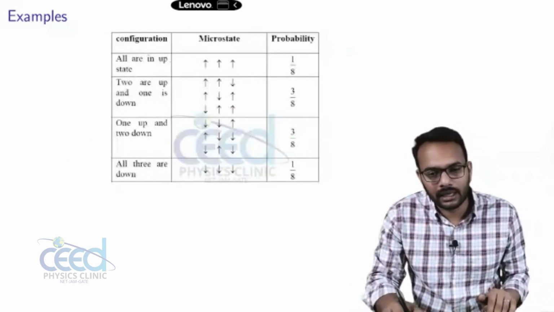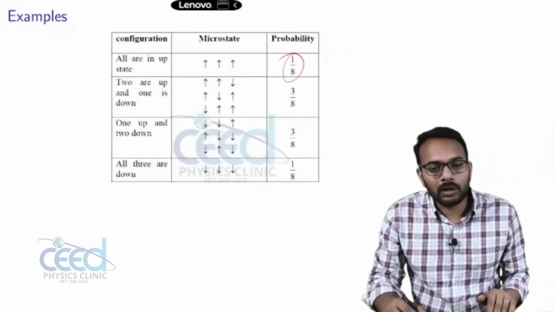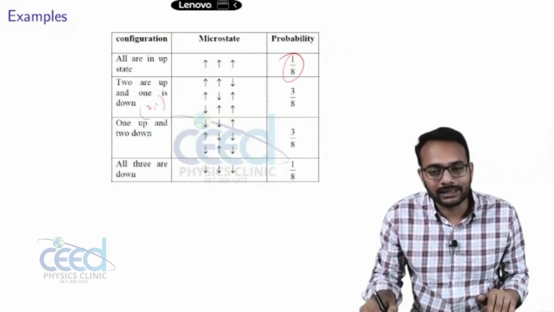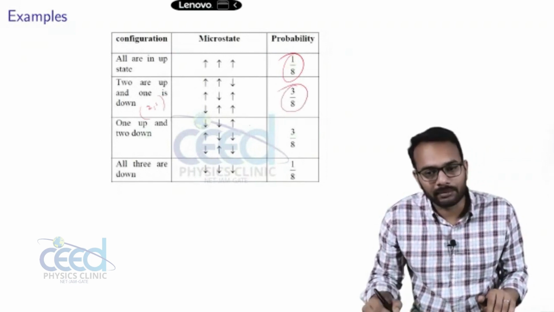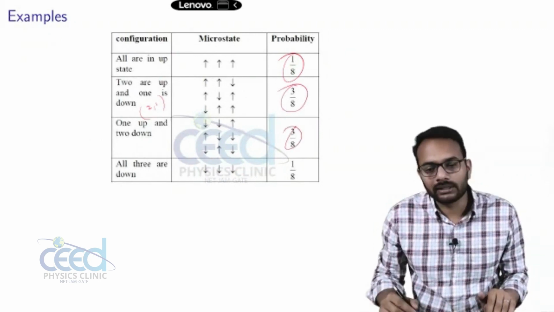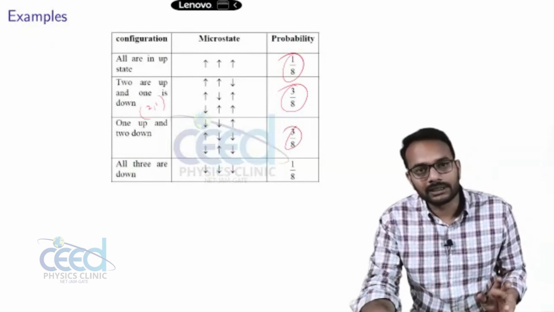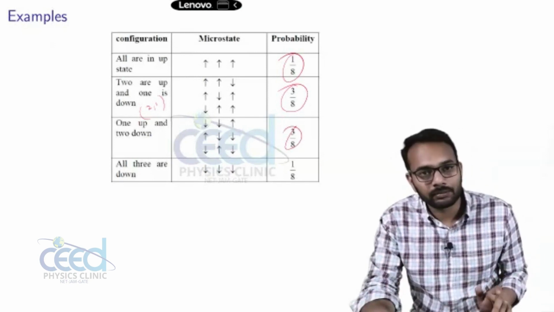Suppose all are in up state. There's only one way to do that. The probability is 1 by 8. 2 up and 1 down: there are three possibilities, so the probability is 3 by 8. 1 up and 2 down: again, it's 3 by 8. All three are down: again, it's 1 by 8. These are the possible microstates and their respective probabilities.